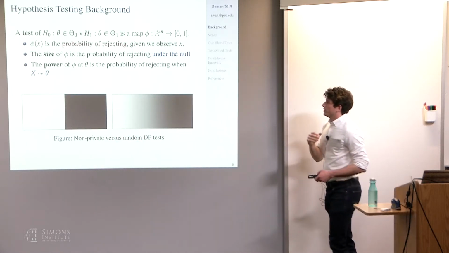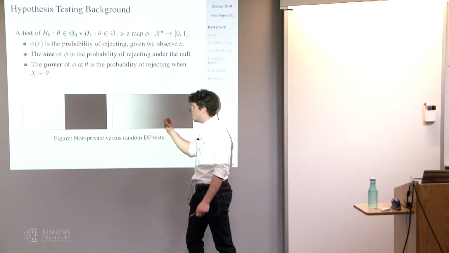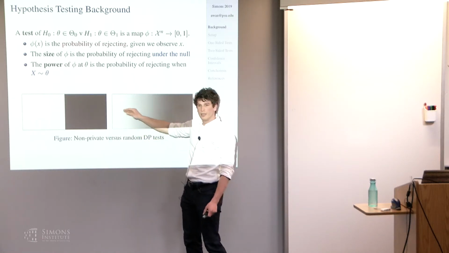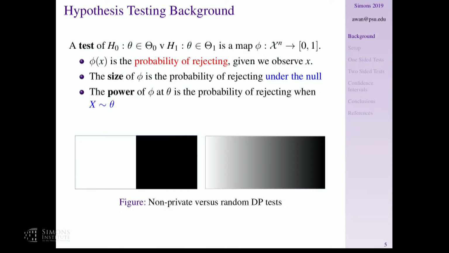But because we need to incorporate randomness, instead, we have some gradient where there's always a small probability of rejecting, and that probability increases as we move to the right. And so the actual output would be we would flip a coin with probability phi, and then that will output either accept or reject.